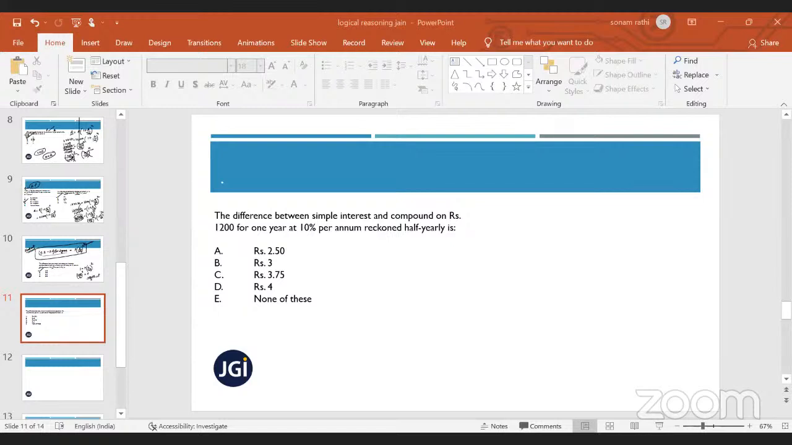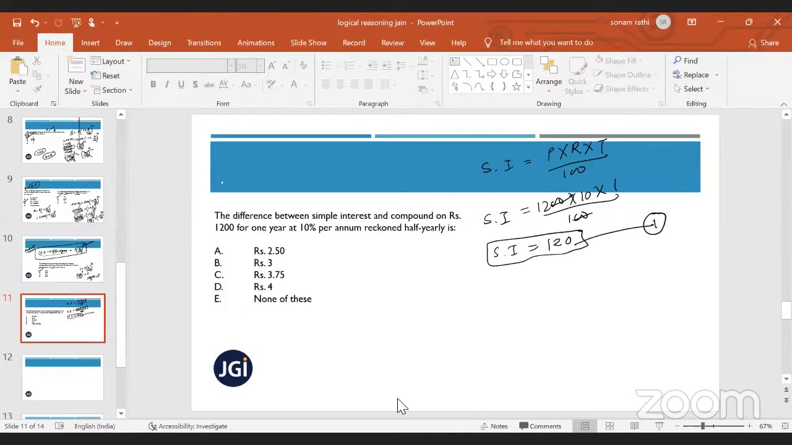So first, find simple interest. What will be SI? SI is equal to P into R into T by 100. P is 1200, R is 10, time is 1 upon 100. Calculate, SI will be how much? 120. Right? This is your first value. Okay, now let's find compound interest.